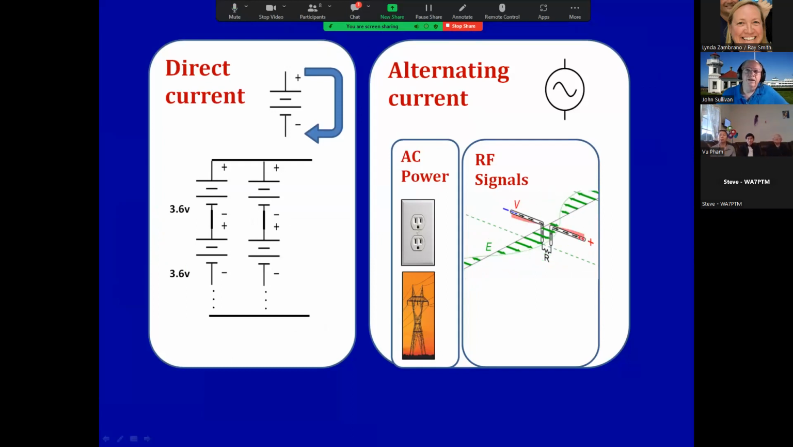Another type of alternating current is the current produced by RF, radio frequency, waves. The green represents the electrical portion of an RF signal hitting an antenna, and it induces current in that antenna, and that becomes an alternating current that gets induced.